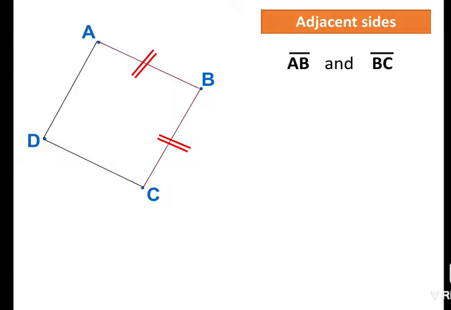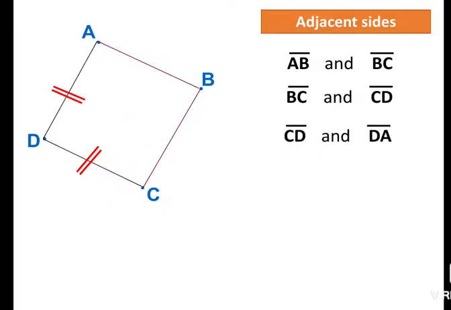Line segment AB and line segment BC are adjacent because line segment AB and line segment CB have one common point, B. Adjacent side means nearest side. AB is nearest to BC. They touch at one point. AB and BC are adjacent. Very simple. Then next, starting from BC, BC and CD are adjacent sides. Next, starting from CD, CD and DA are adjacent sides. Next, DA and AB are adjacent sides.